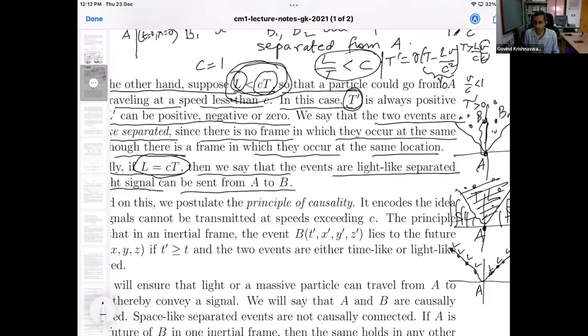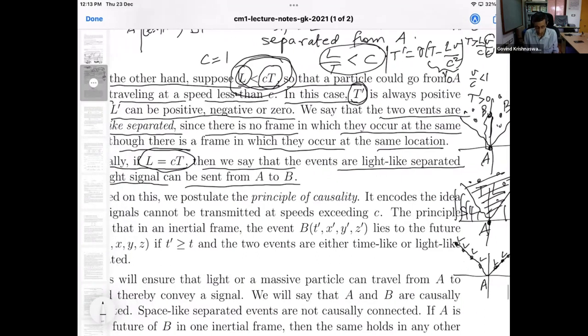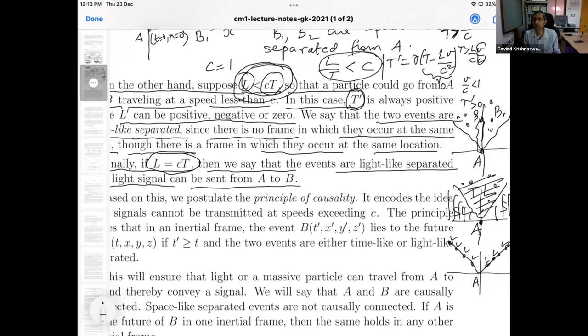Yes, yes, you are right. Yes, the proper distance along a light signal is 0. So in a sense, that is what you're saying. Okay, so sorry, I have lost the screen. I'm sorry, who was speaking? Romit. Sorry, Romit. Do you want to just repeat your statement?